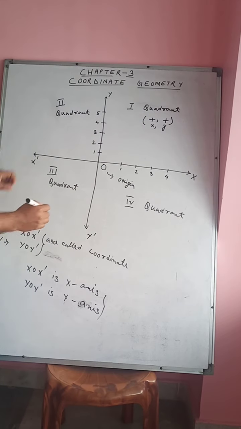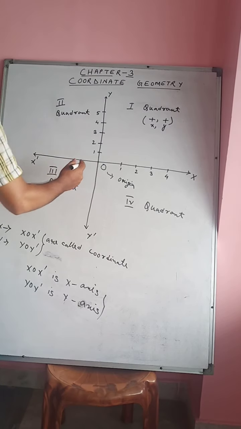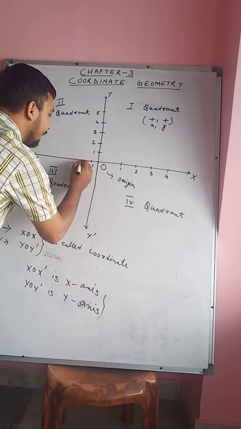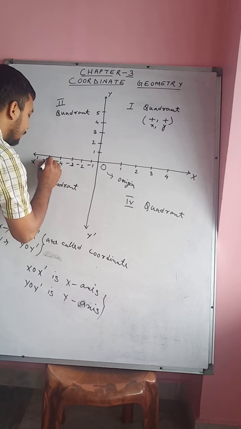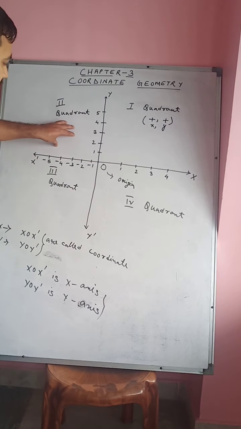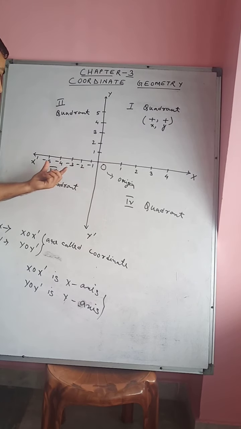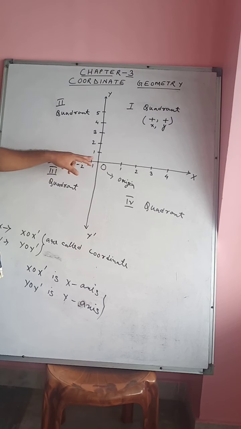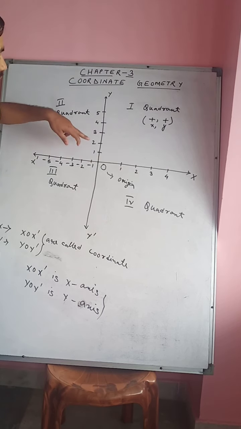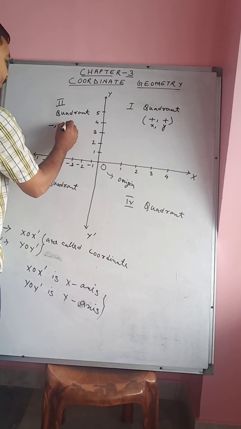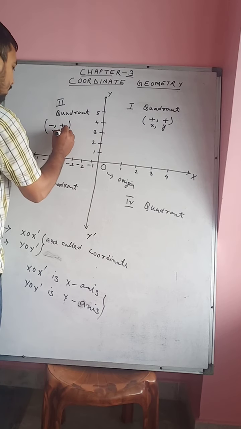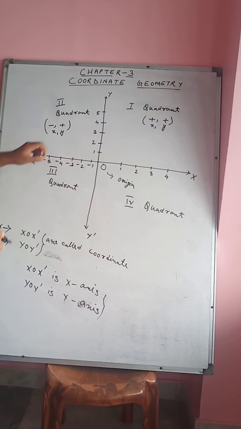In the second quadrant, if I come to my left hand side, what values will I take? The negative values, -1, -2, -3, -4. Now in the second quadrant, x takes negative values, and going towards y, y takes positive values. So we write: x will be negative, y will be positive, and always you have to start with x, then y.